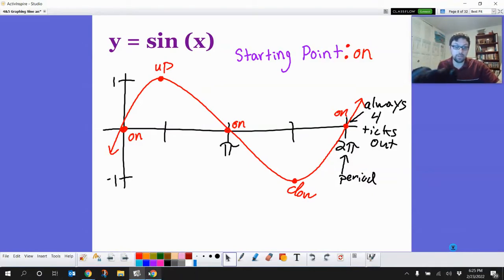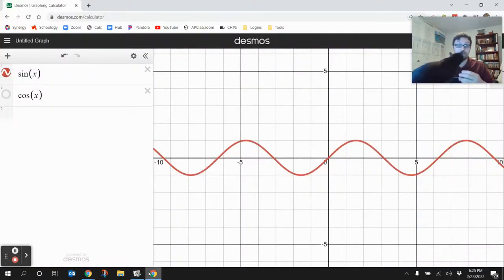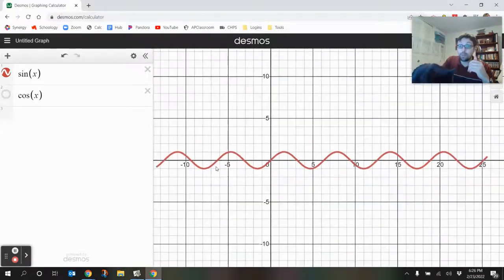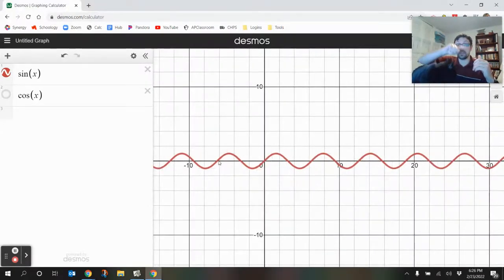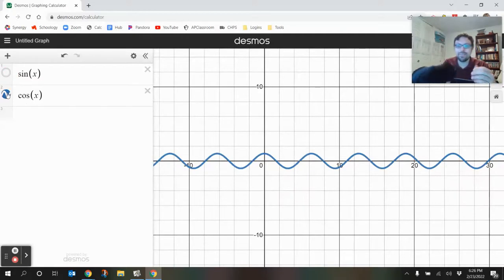You can see this also if we were to graph it on our graphing calculator. You can see sine wobbles and wobbles, and as we zoom out, that wobble happens over and over and over again as we spin round and round our unit circle. Same thing happens with cosine. Cosine wobbles over and over again because we go round and round our unit circle.